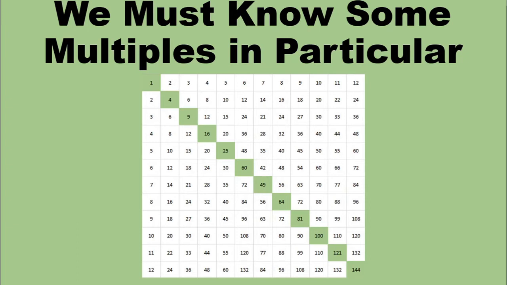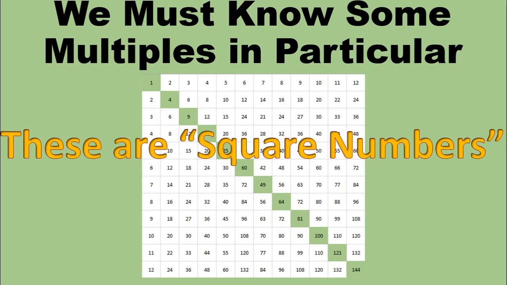And those are the ones that go down the diagonal here. Do you know what those are called? I hope the title gave it away for you. These are our square numbers.